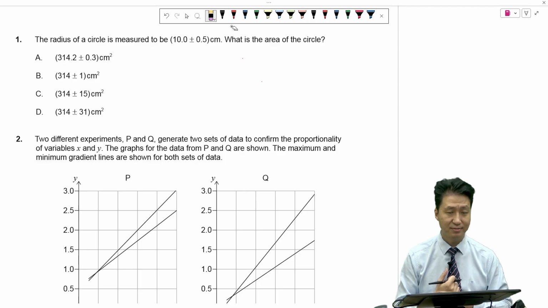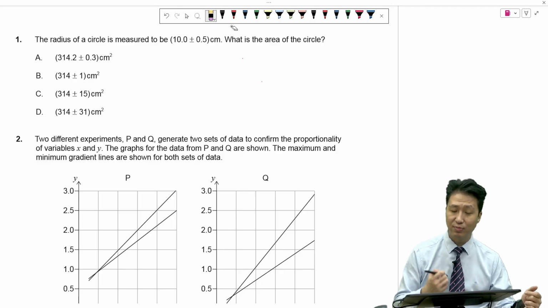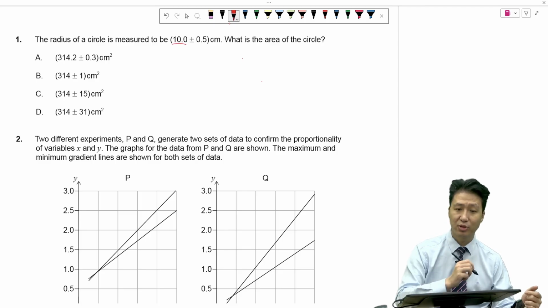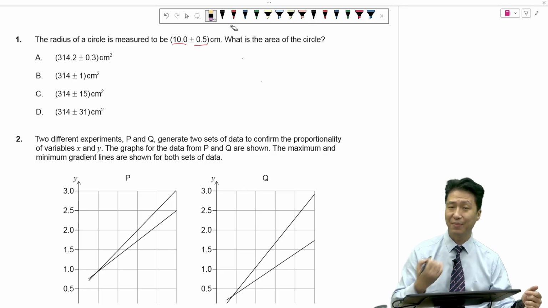So let's get started. In this first question, it says that the radius of a circle is measured to be 10.0 plus or minus 0.5 centimeters. And it asks, what is the area of the circle? If you see, all the options have 314 plus or minus an absolute uncertainty for the uncertainty.